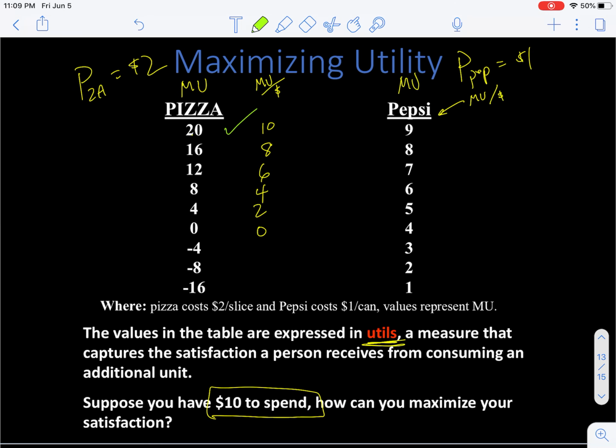Only have $10 to spend, right? So now I've spent 2. So let's see, how do we keep track of this? We'll do a tally. Right there, I've spent 2. So that's a tally mark.